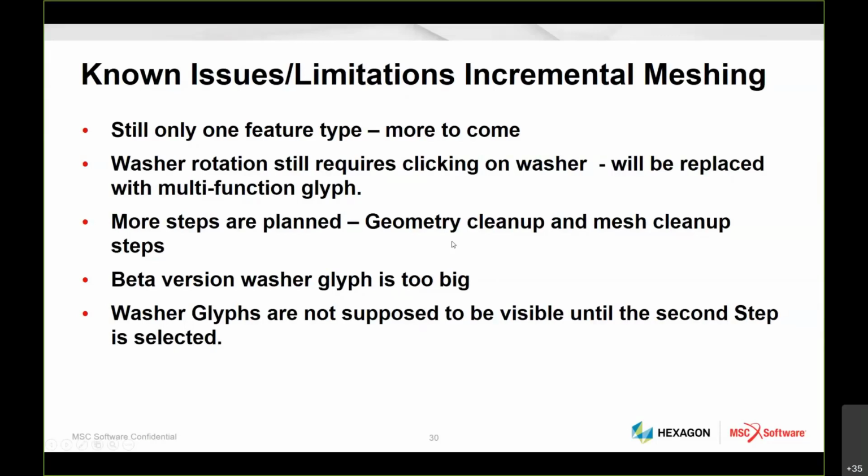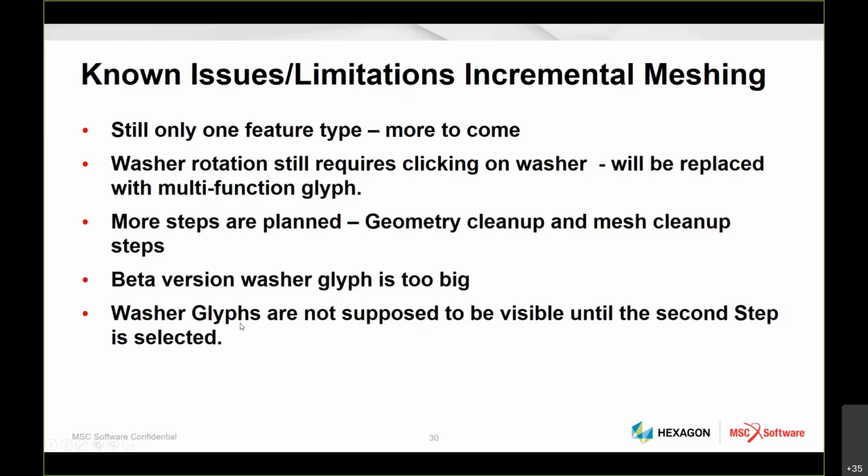We want to do automatic geometry cleanup, and we want to do automatic mesh cleanup, and maybe even items where you can pick the mesh quality you need and iteratively clean up the mesh until it meets that quality, like our competitors can do with batch meshing. Right now, the glyph is too big. In your beta version, it's supposed to be smaller. Also, in the very first stage, the glyph's not supposed to be visible. That will be improved too. It's going to only show up in the editing stage.